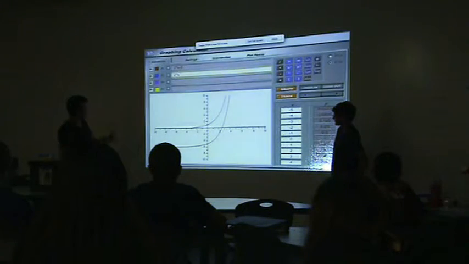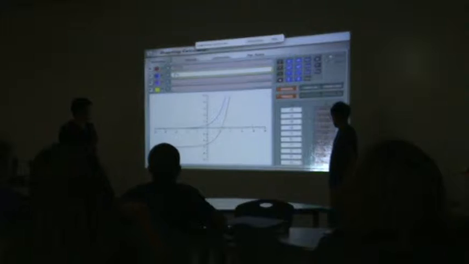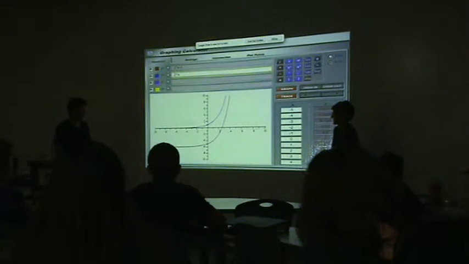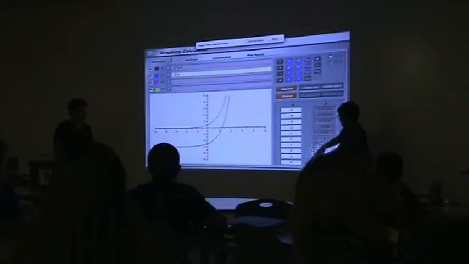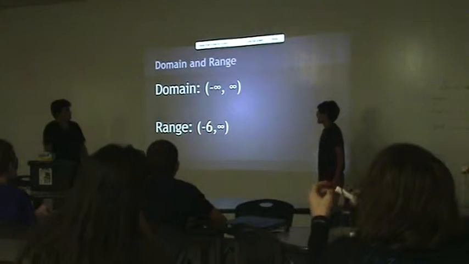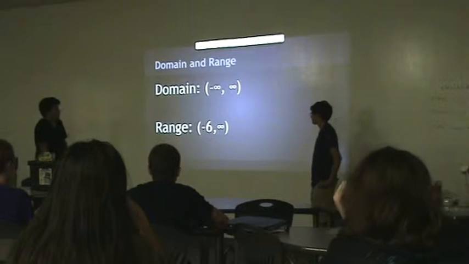So the blue line would be the parent function, which would be 2 to the x power, and the red line is the equation that we had. And then we have the table over here. The domain is negative infinity to infinity, and the range is -6 to infinity.